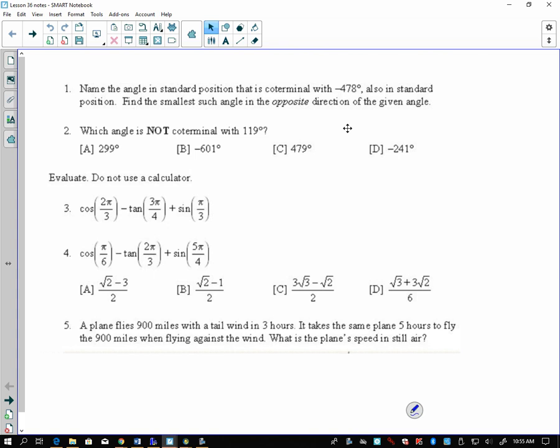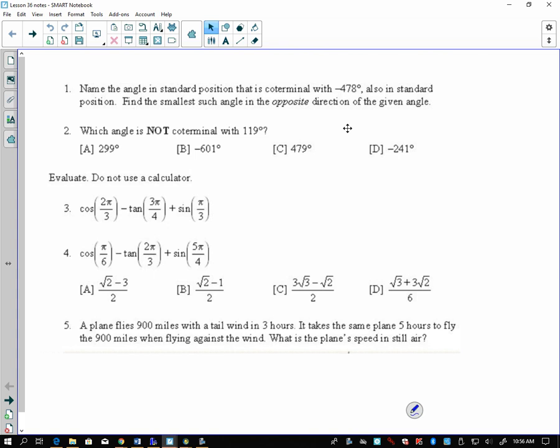Next, sums of trigonometric functions, so we'll talk about adding trigonometric functions together. And then finally, everybody's favorite, the boat in the water problems. So we'll try to get through this as much as we can. Obviously, it's pretty well broken up.